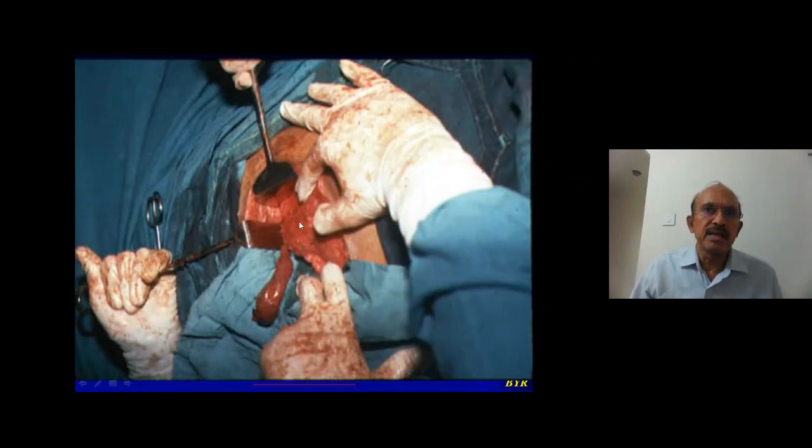So this is one of the cases. A girl aged about 12 years was brought to me with the features of obstructive jaundice. Then biochemical investigations were done. The patient proved to be having obstructive jaundice. Then the second step of investigation, the ultrasound scan, was done. There is a dilated bile duct.